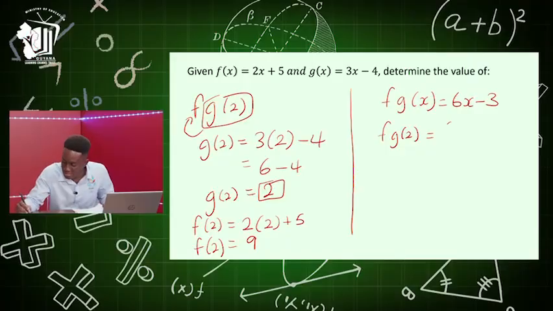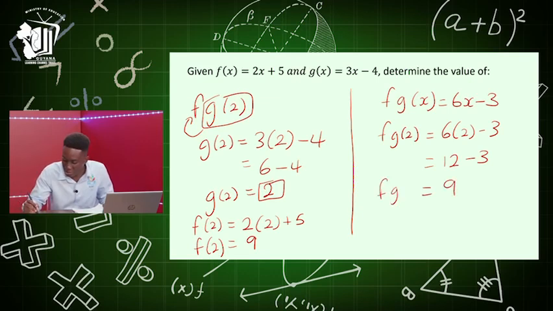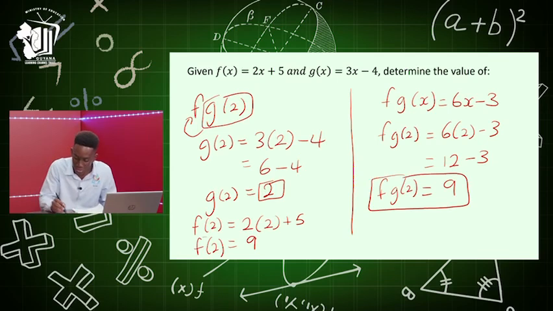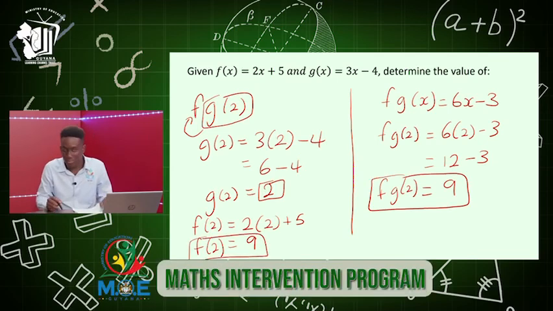So this will be 6, instead of x, 2, subtract 3. As 6 times 2 will give me 12, subtract 3, this will give me 9. So fg of 2 will be equal to 9. And as you can clearly see, it's the same thing as what we found just now. We worked it the other way.